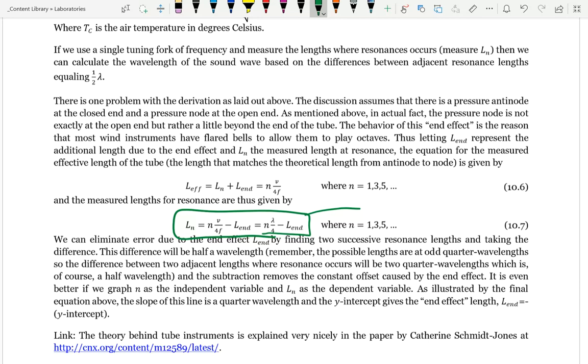Also, record your end effect. So you have 2 results from your data. You have the wavelength and you have the end effect. From that wavelength, you're going to calculate the speed of sound. Then come up, just put it in there.